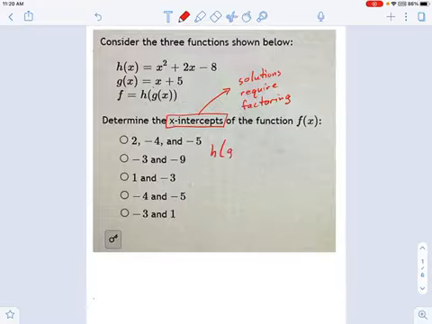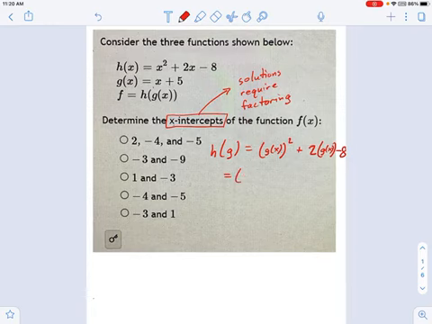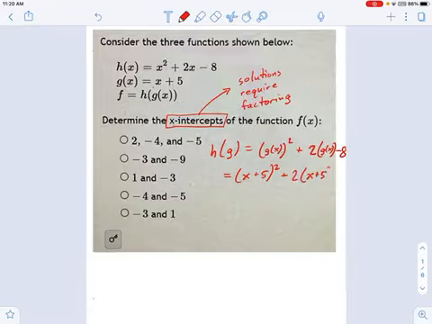H of g means everywhere you see an x in the h equation, you replace it with a g. Okay, so it's going to be something squared plus 2 times something minus 8. All right, well, the somethings are g. G of x goes right there, and g of x goes right there. So let's work out what that is. This becomes x plus 5. That's g of x. And plus 2 times x plus 5. There's g of x again. And minus 8.